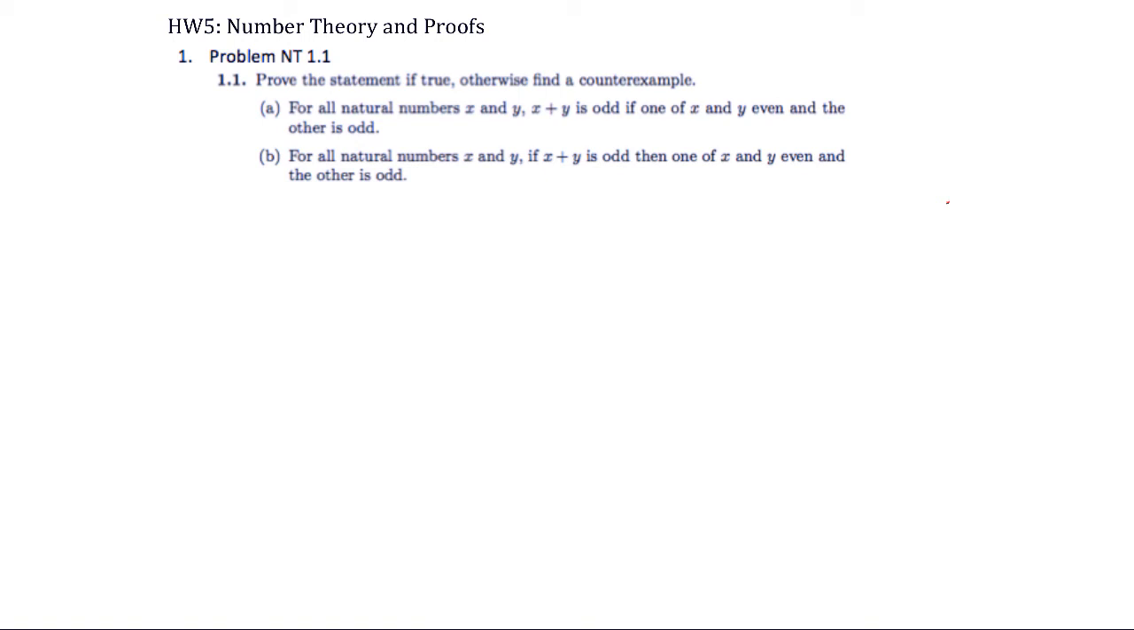For part B, it sounds very similar. For all natural numbers x and y, if x plus y is odd, then one of x and y is even and the other is odd. Okay?